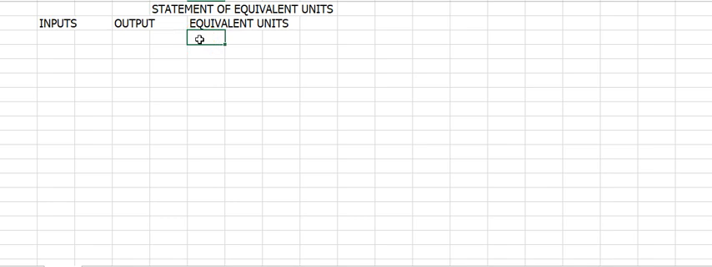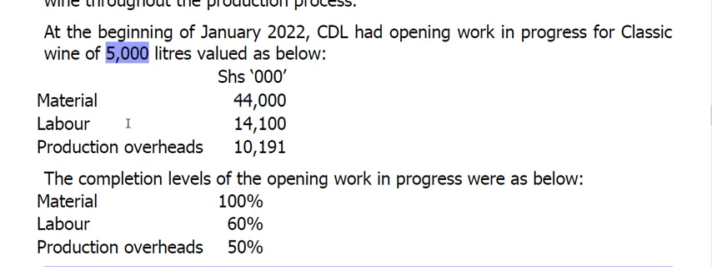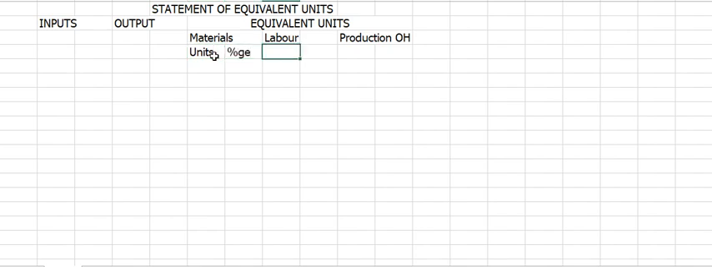Equivalent units, you have the materials, you have the labor. These are the cost elements which we have in the question. Then you also have the production overheads. Where do I get these cost elements? According to the information given, we know the cost that we are given. You have materials, labor, and production overheads. These are the cost elements which we have in this particular question. So you have to show the equivalent units of all these cost elements. So we have to show the units as well as the percentages for each cost element.